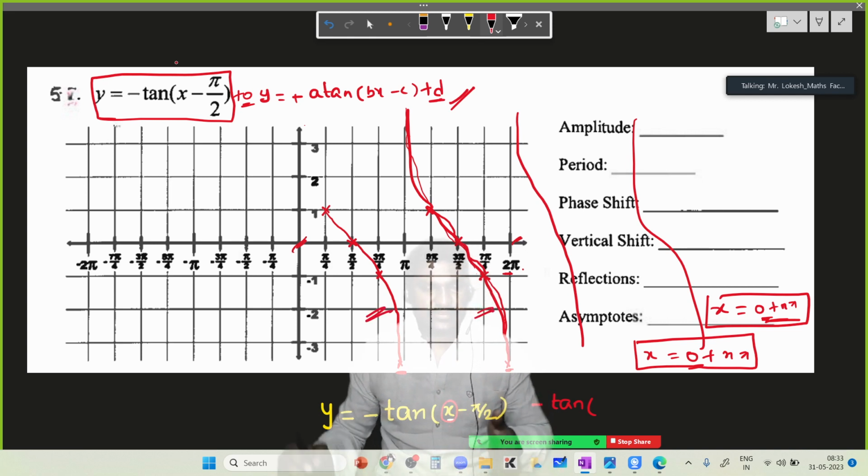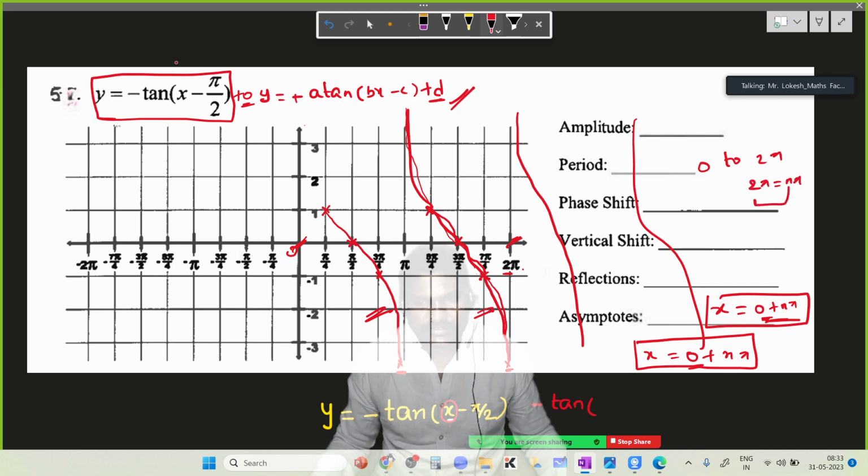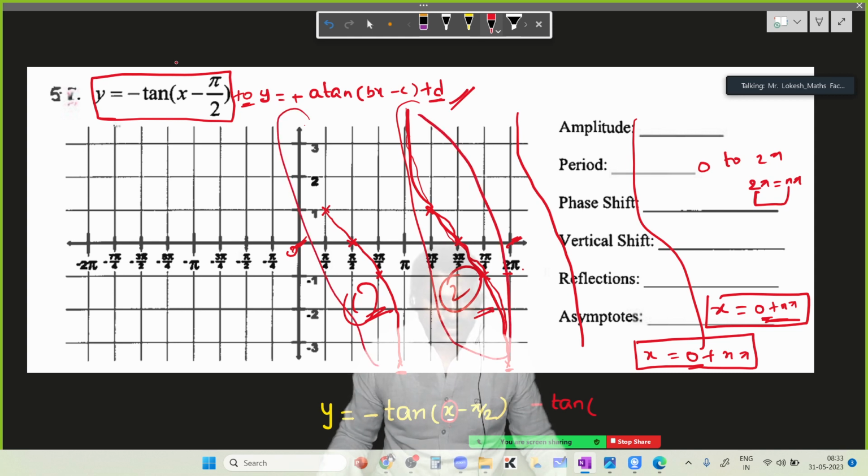If the range is big, we'll get that many asymptotes. Here we are taking the range from 0 to 2 pi. If we compare it with n pi, 2 pi in place of n pi means n equals 2. That means two asymptotes are possible, number 1 and number 2. This is completely one asymptote and this is completely one asymptote. So it will extend up to here, like that.